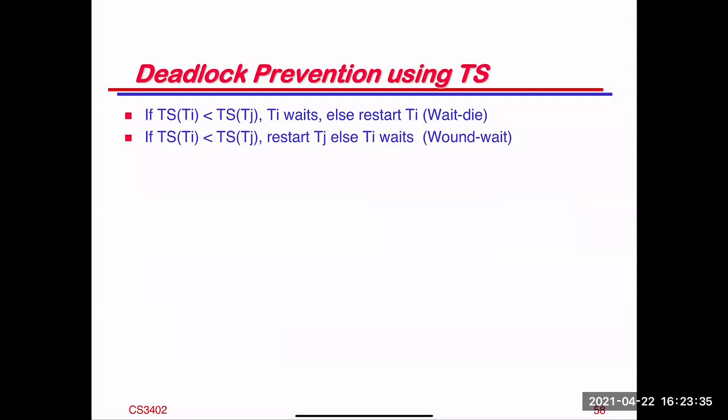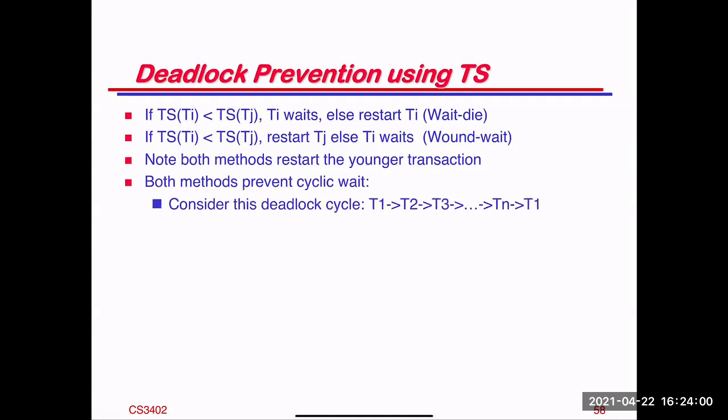Okay, so we've now learned about these two methods, wait die and wound wait. And the point is that both of these methods may restart the younger transaction. So the older transaction is never the one that restarts. And why do these two methods prevent the deadlock?